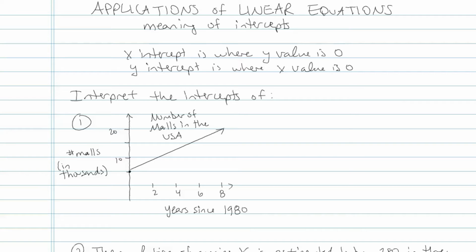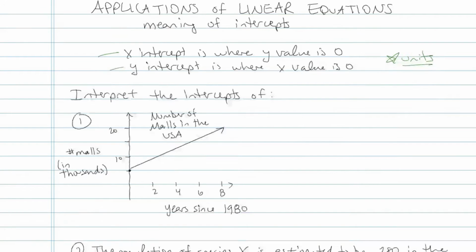Applications of linear equations, interpreting the meaning of the intercepts. What we're going to be looking at here is a graph and a word problem where we're going to be talking about the intercepts. Quick reminder, the x-intercept is where the y value is 0, the y-intercept is where the x value is 0. And it's really important that we focus here on the units and the scale.